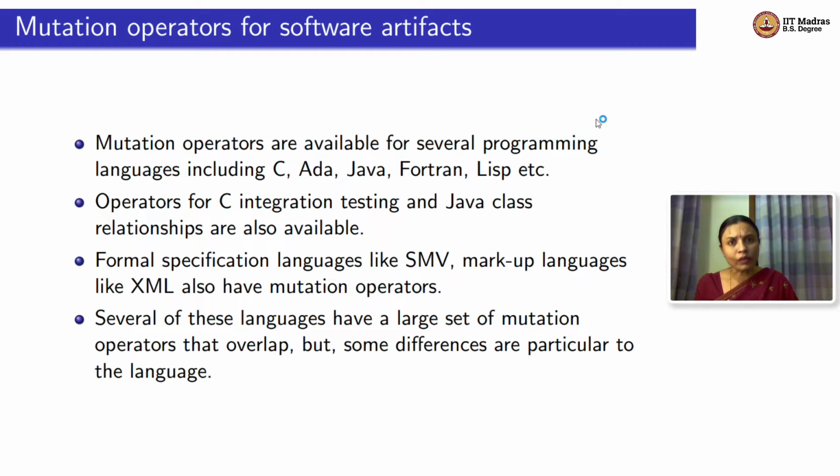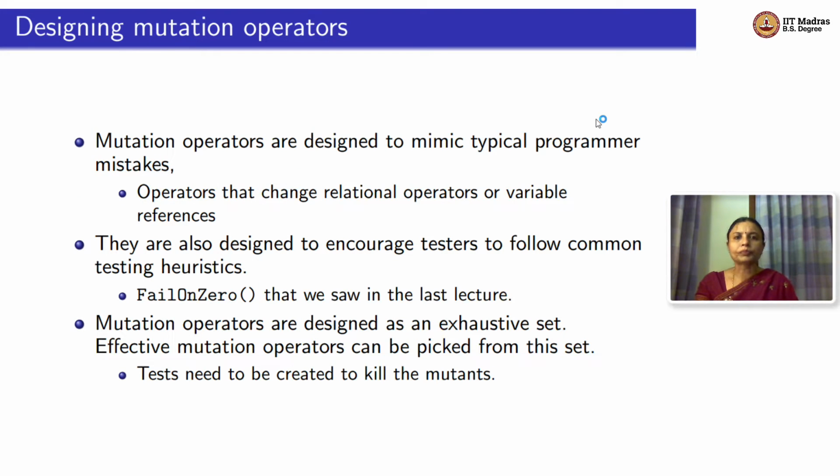Mutation operators are also available at the level of specification languages, like those that are used for model checking, like SMV. Mutation operators are available for popular input markup languages like XML. They are available for SQL, and so on. Almost all these languages have similar looking mutation operators, the ones that change one kind of relational operator to the other, one kind of arithmetic operator to the other, and so on, at the unit level. At the integration level, they might differ based on the features offered by the language.